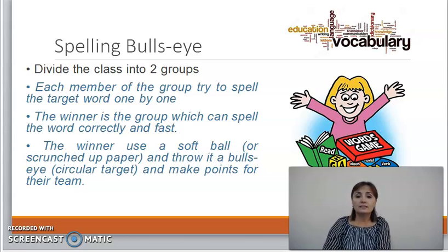The next activity is spelling bullseye. Divide the class into two groups to have this activity, and each member of the group tries to spell the target word one by one. The winner is the group which can spell the word correctly and fast. The winner uses a soft ball or scrunched up paper and throws it at the bullseye, a circular target, and makes points for their team.